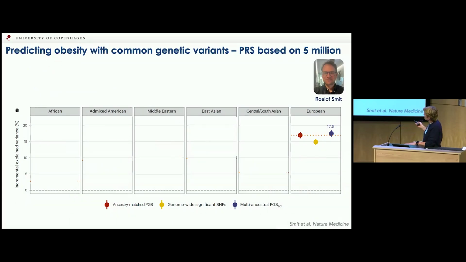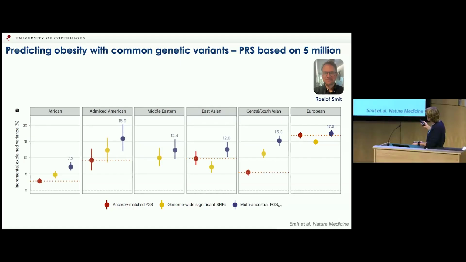It's a whole lab effort. So now we made a polygenic score that actually works really well. It's better than the previously reported genetic scores. You see here the results in the European ancestry. Let's focus on the blue dot here. The explained variance is now 17.5%.